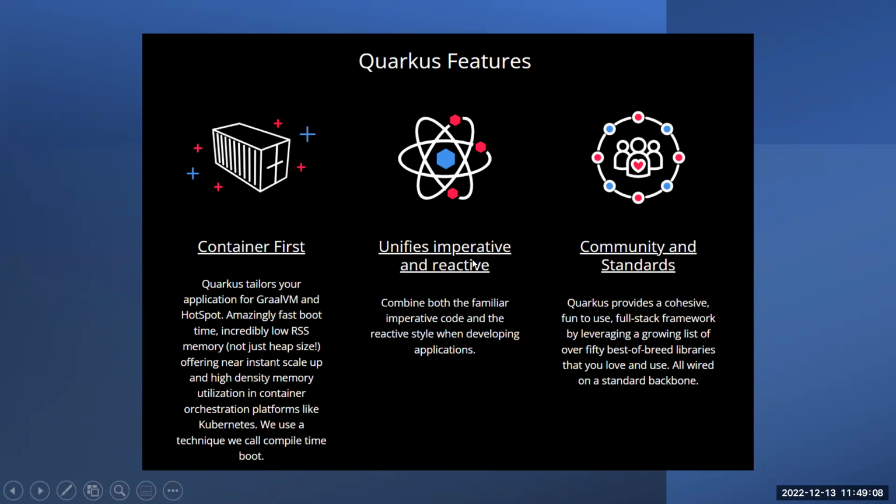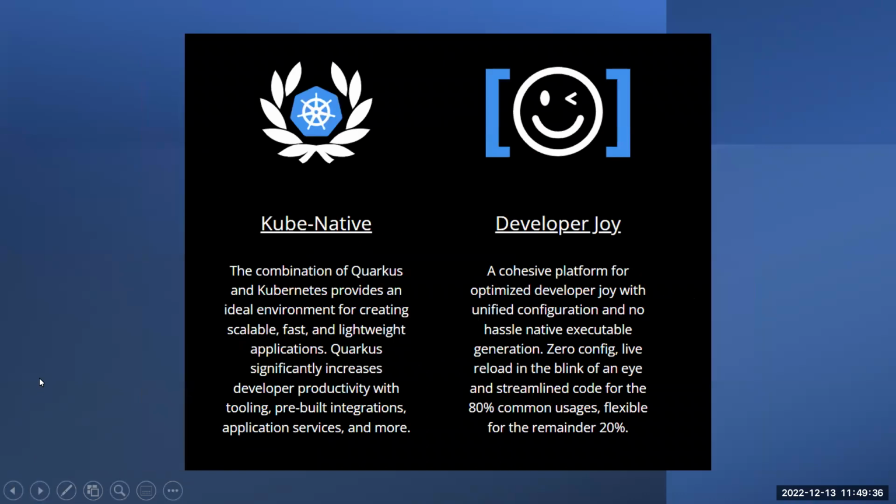Now, we already discussed the imperative and reactive styles of programming. Both are supported by Quarkus. And Quarkus provides a cohesive, fun-to-use full-stack framework by leveraging a growing list of 50 best-of-breed libraries. So most of the commonly used libraries in Java are supported by Quarkus. We already discussed what a Kubernetes-native language is and how. Quarkus is also called a developer joy. This is one of the best features of Quarkus.